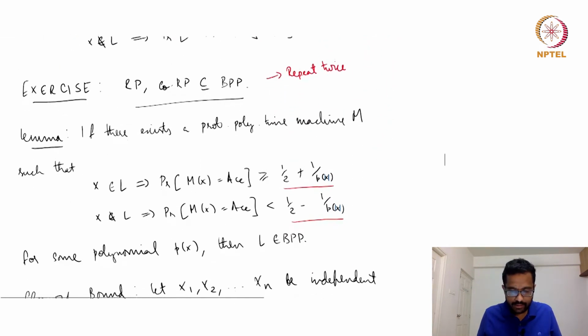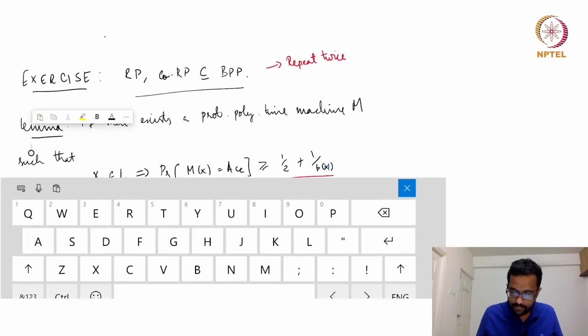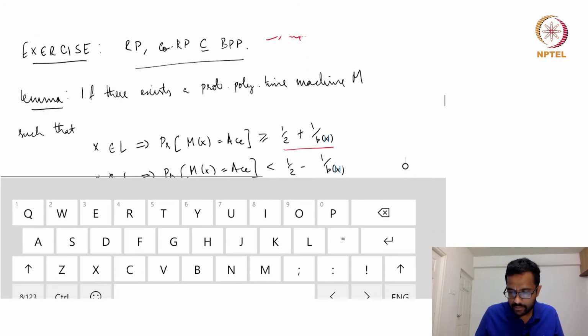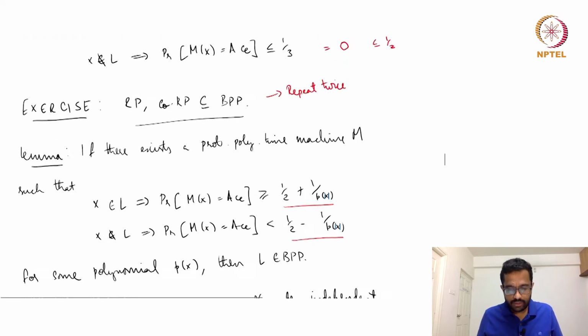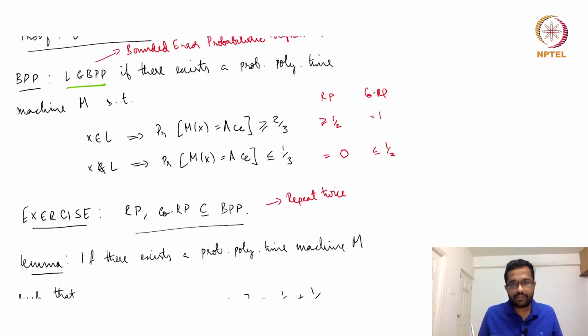So what this really says is that if you have a machine M for L which satisfies this half plus 1 by p(x) and half minus 1 by p(x), then by boosting we can get to 2/3 and 1/3.